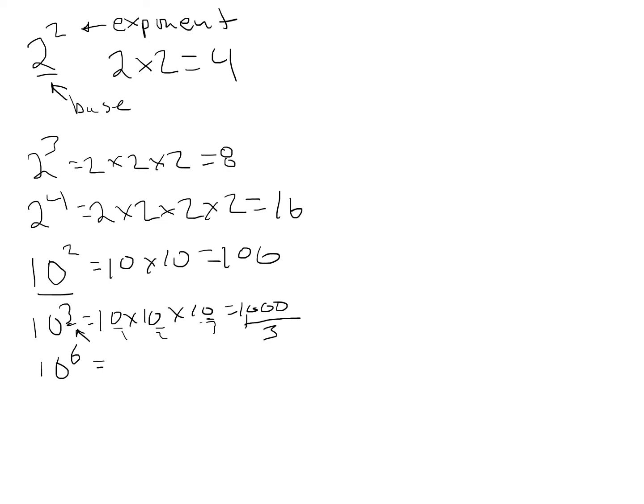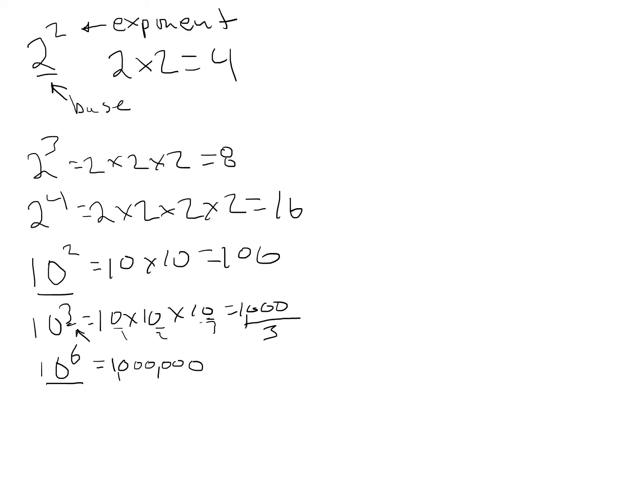So if it's 10 to the 6th, we can simply say 1 and then 6 zeros. 1, 2, 3, 4, 5, 6. So the point is that we can pretty quickly develop an intuitive knowledge of what a number like this means, and we can even calculate it out very precisely. So that's how exponents work.